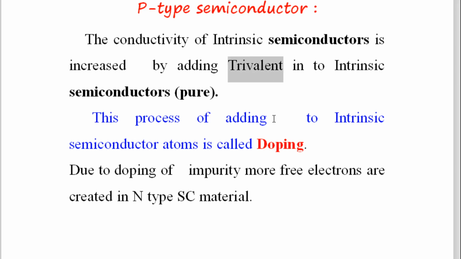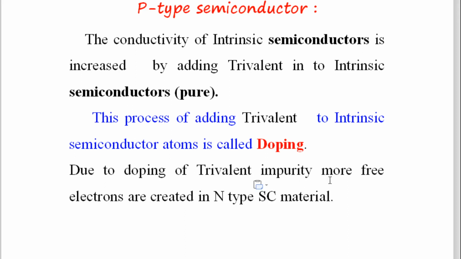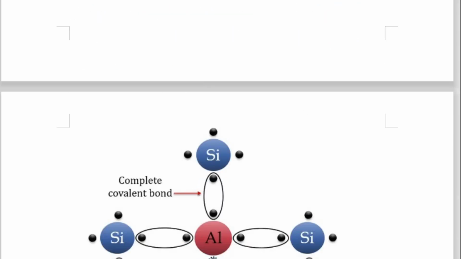The process of adding trivalent impurity into intrinsic semiconductor material is called doping. Due to doping of trivalent impurity, more free electrons are created in N-type semiconductor material. So in this way, due to doping, more holes are created in that type of material, and we'll see that.